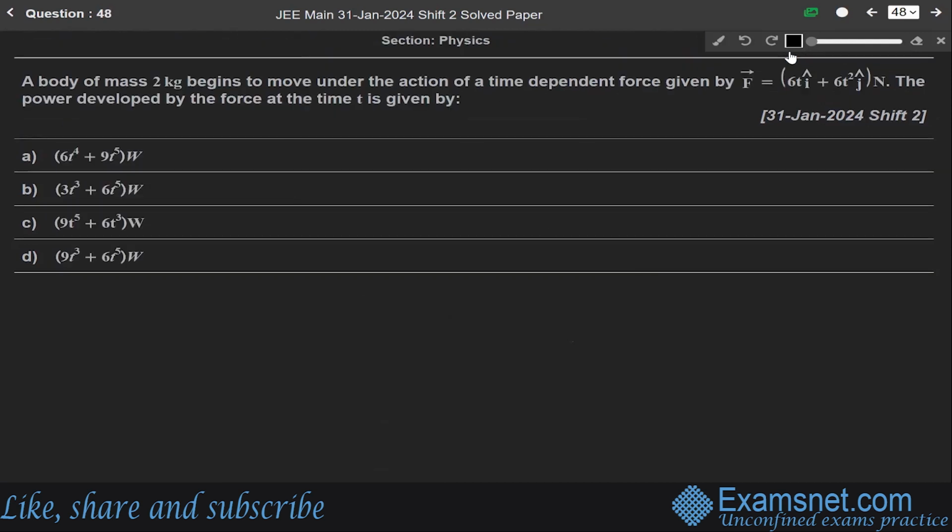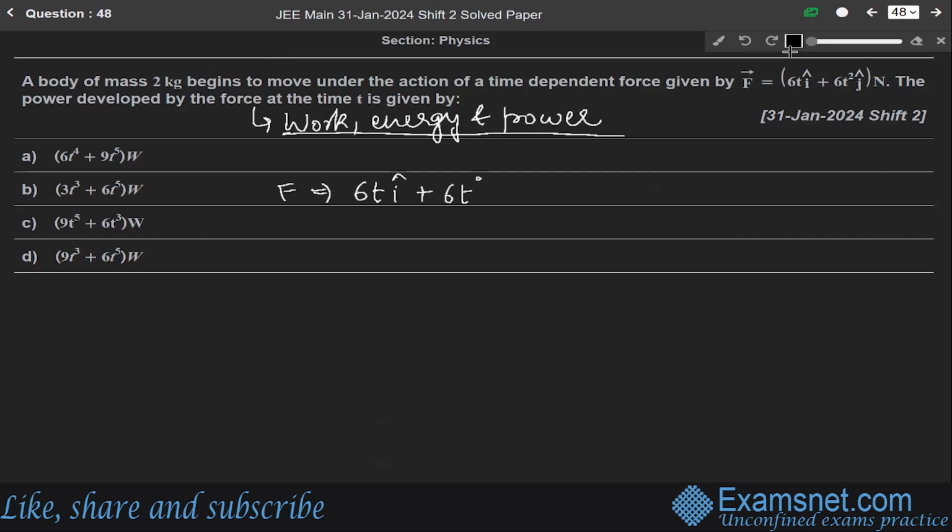A body of mass 2 kg begins to move under the action of a time dependent force given by F equals 6t i cap plus 6t square j cap Newton. The power developed by the force at time t is given by. Okay, so this question is from the chapter of work, energy and power. In this question, we are given the force F equals 6t i cap plus 6t square j cap Newton, and we are asked to find the power developed by the force.